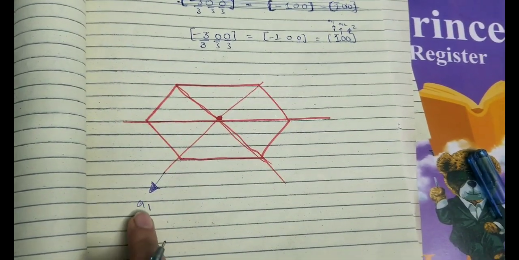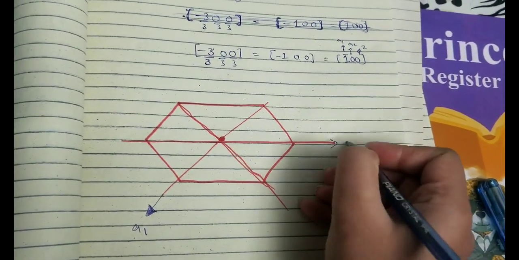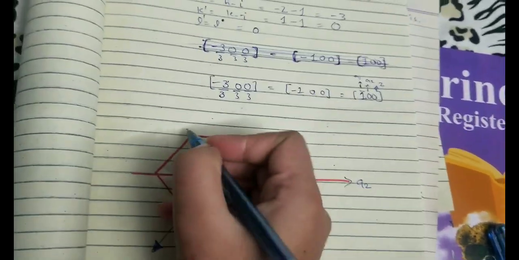Let us call this axis a1, and this one a2. a3 is not allowed.